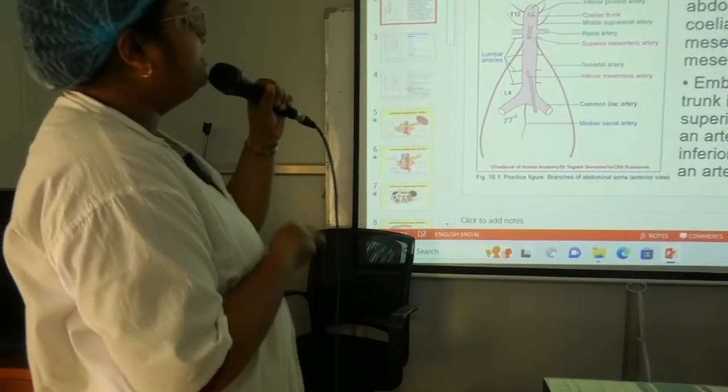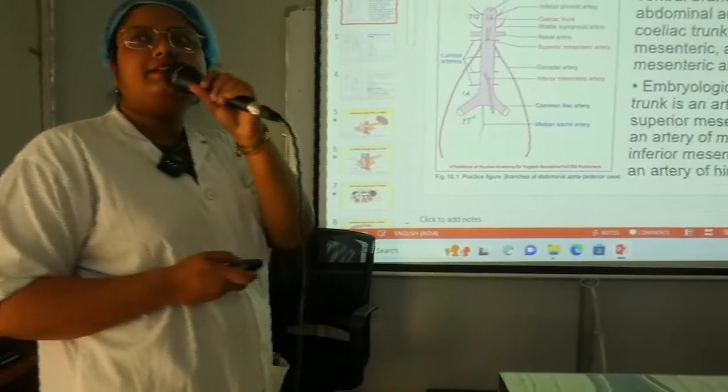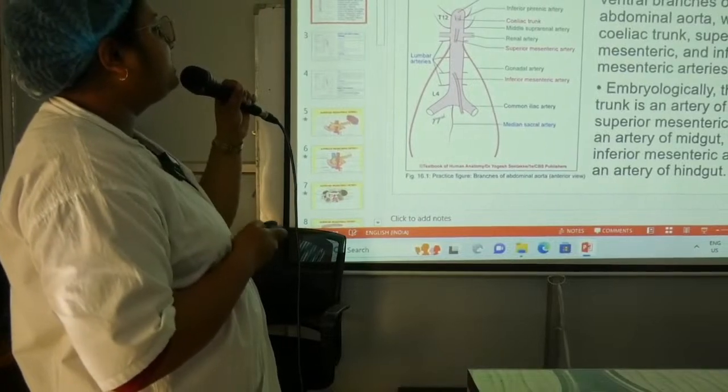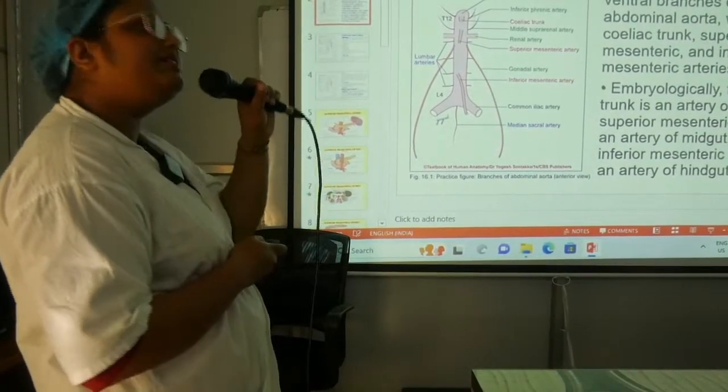So this is the abdominal aorta. These are the 3 ventral branches: celiac trunk, superior mesenteric artery and inferior mesenteric artery.